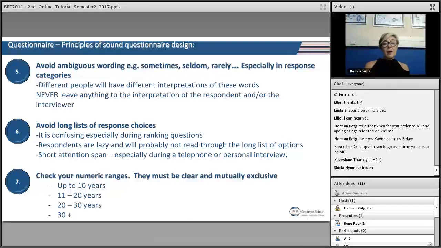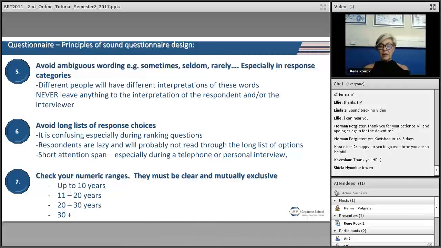Number 5, avoid ambiguous wording. Sometimes, seldom, rarely. Really, what does it mean? I mean, for me, those 3 words actually mean exactly the same. But I'm sure all of you will have different interpretations of what those words mean. So you avoid those words.